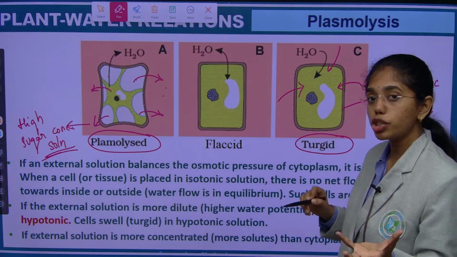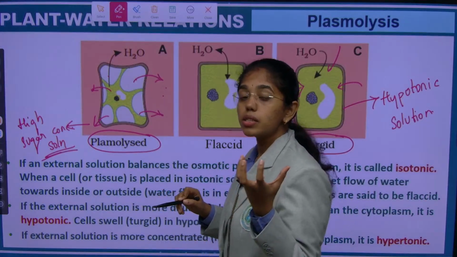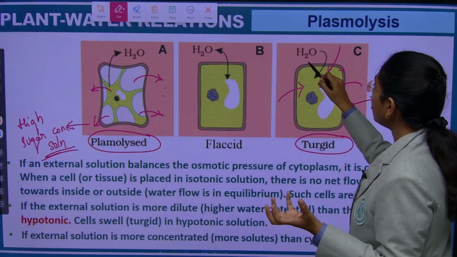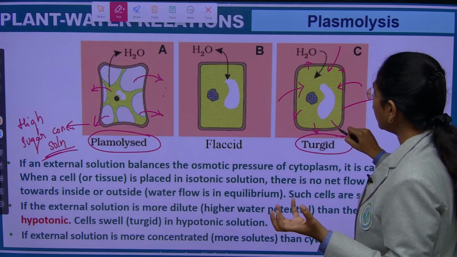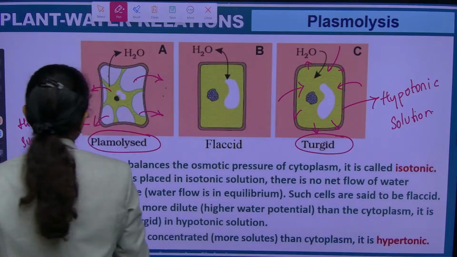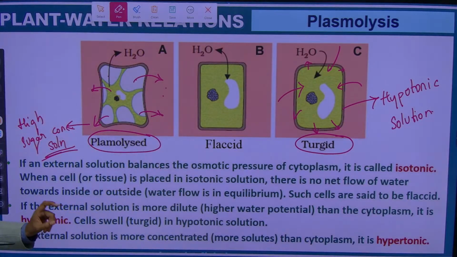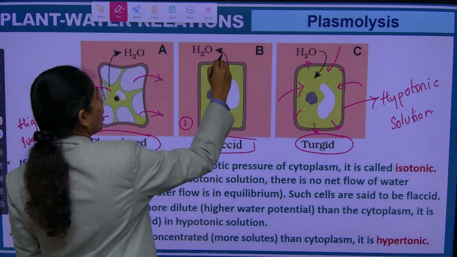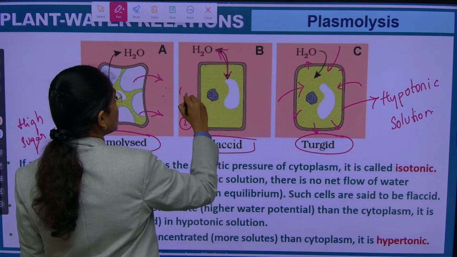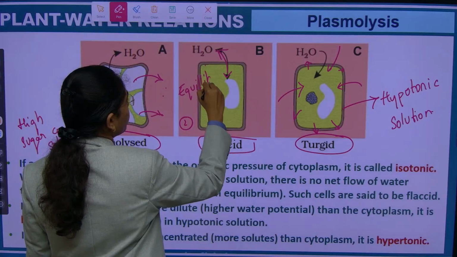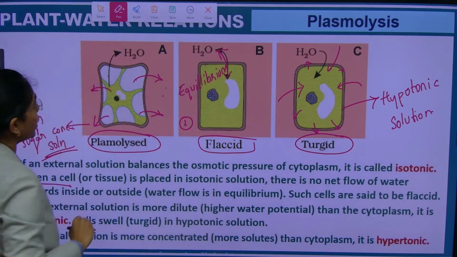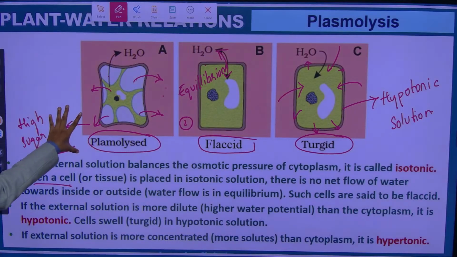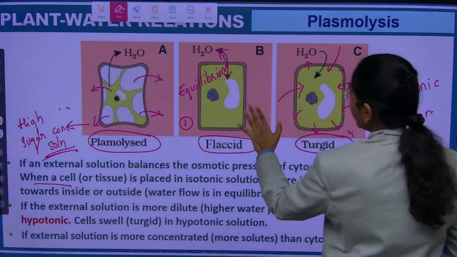It will increase the pressure potential, it will increase the cell membrane's pressure on the cell wall, turgor pressure will be increased and it will make the cell turgid. Clear? Now, if an external solution balances osmotic pressure, it is called an isotonic solution. There is no net flow of water there, the cell will be in equilibrium. In the second case, which is addressed as a flaccid cell, water molecules will move in and out, and it stays in equilibrium. I hope the three cases are clear to you: hypertonic solution, hypotonic solution and equilibrium.